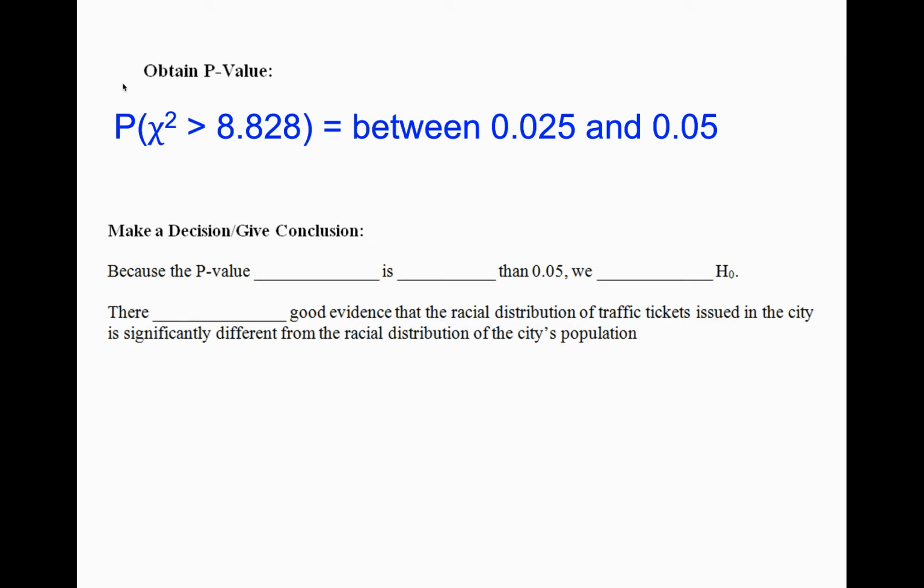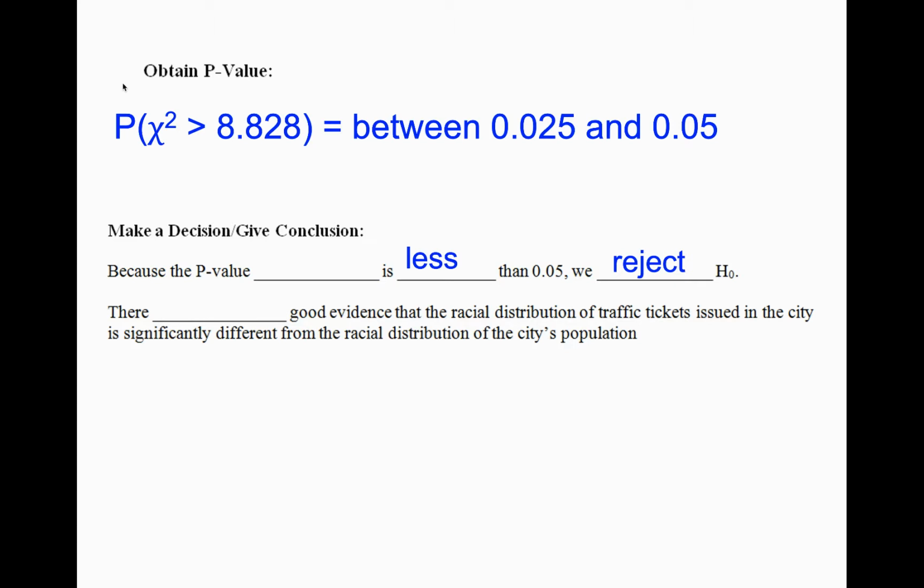Now I'd like to show you on the calculator how to get that. So we'll fill in the conclusion, except we're going to leave that first blank where we fill in the p-value. We'll leave that part empty for now because we'll fill in the calculator value in just a minute. So because our p-value is less than 0.05, we will reject the null hypothesis. Now, our null hypothesis was that the proportion of tickets issued matches the racial breakdown of the city.